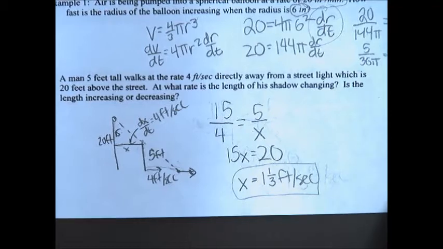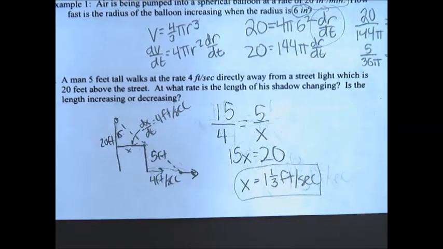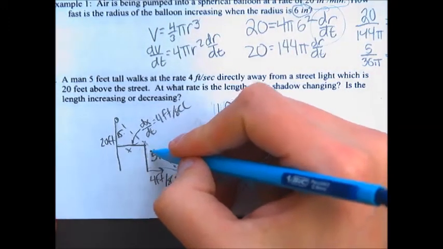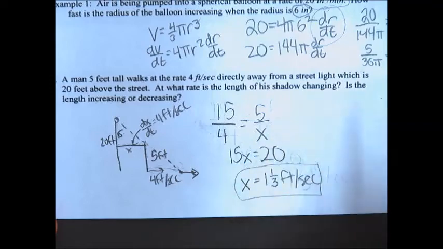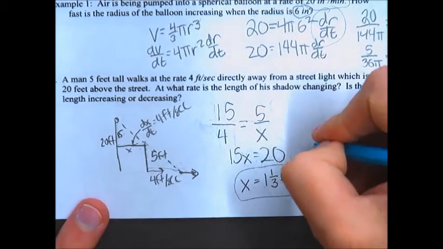Is that length increasing or decreasing? Well, this is one where we can kind of just use logic. If the guy's moving farther and farther away, his shadow is getting longer and longer, and so the rate at which it's moving is getting bigger and bigger. So the length is increasing.